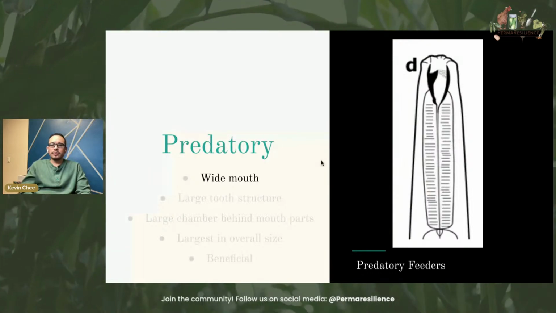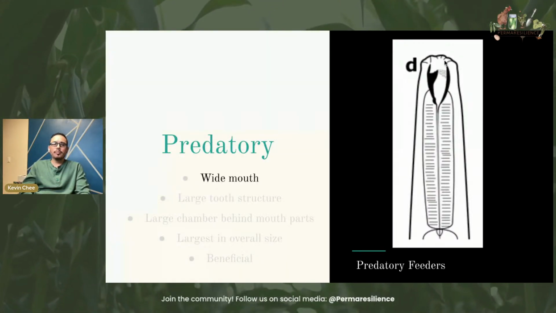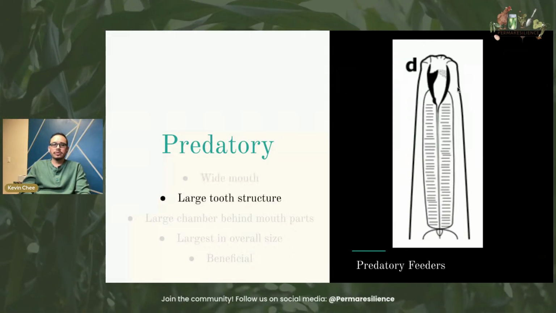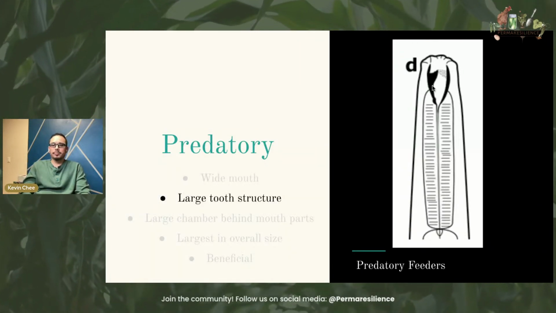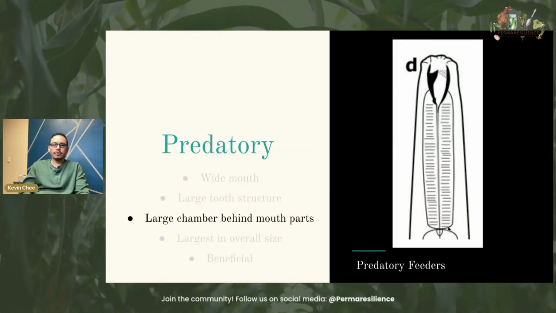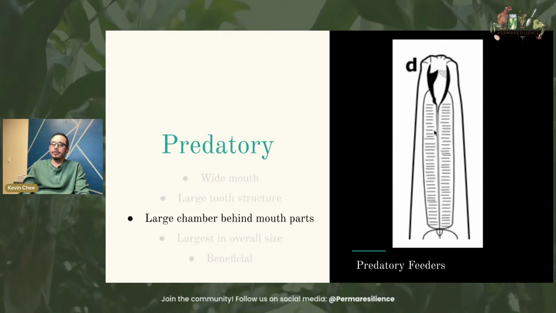Next, we'll go into predatory. So the predatory nematodes will have a very wide mouth opening, and then they have this large tooth structure, which is used to basically just chomp up food. Behind that, they have this large chamber. It's like an empty void that allows them to pull other types of nematodes.